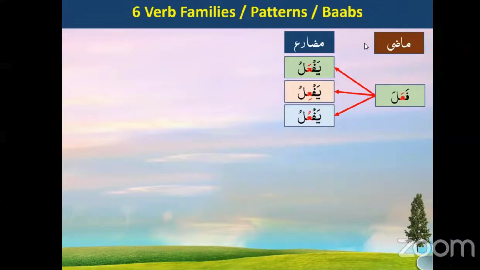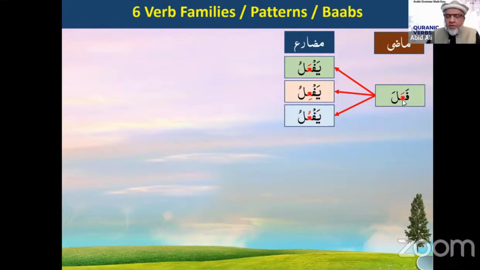So Fa'ala is the son of Madi, and Mudare has 3 daughters. They are known as Yaf'alu, Yaf'ilu, and Yaf'ulu. Any questions on that? Is it possible that the Mudare can have these 3 daughters? Okay. Yes. So then the wedding planner said, okay, for the son Fa'ala, Mudare is willing to match any one of his daughters with Fa'ala.